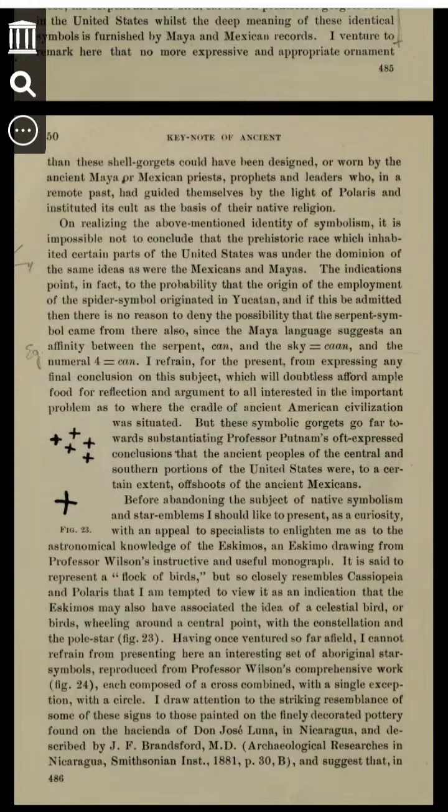All right, we're going to cut it off right here. On the next page, they have a whole bunch of shell gorgets found in Missouri, Mississippi, and all that, but I don't have it screenshotted, so I have to go screenshot it. So we're going to pick up on this page where we left off, and then I'll be able to show you the gorgets and all the good stuff.